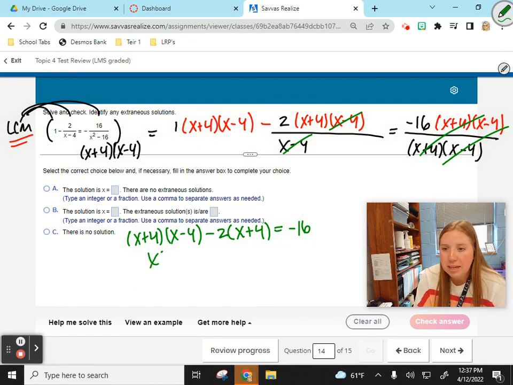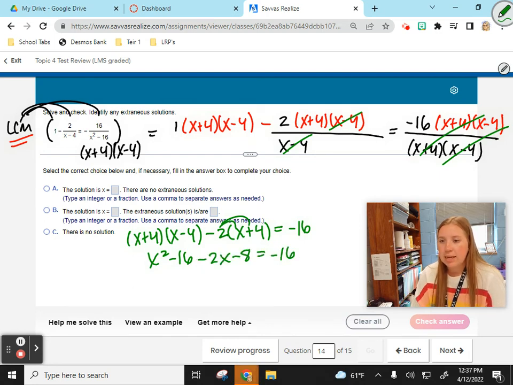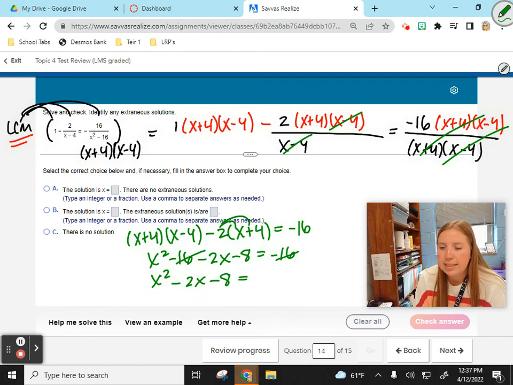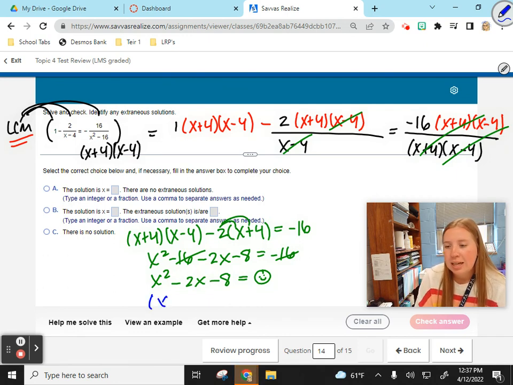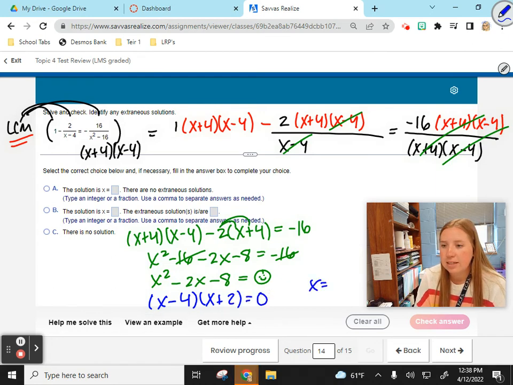I'm gonna double distribute. That's x squared minus 16. I'm going to distribute my negative 2: minus 2x minus 8 equals negative 16. And now I want to move all my terms over to one side of my equation. This is going to be x squared minus 2x. If I add 16 over here, the 16s are going to cancel out, so it's just minus 8 equals 0. Then I factor: x minus 4 times x plus 2 equals 0. And then lastly, x equals 4 or negative 2.